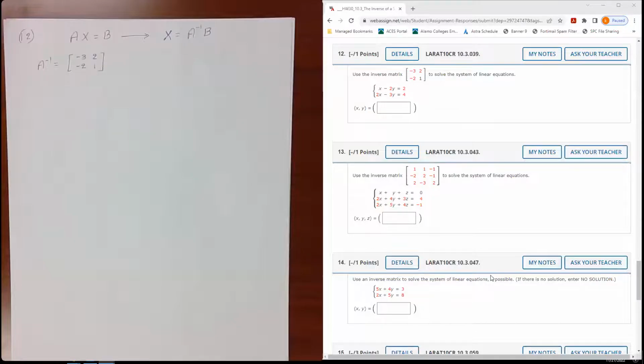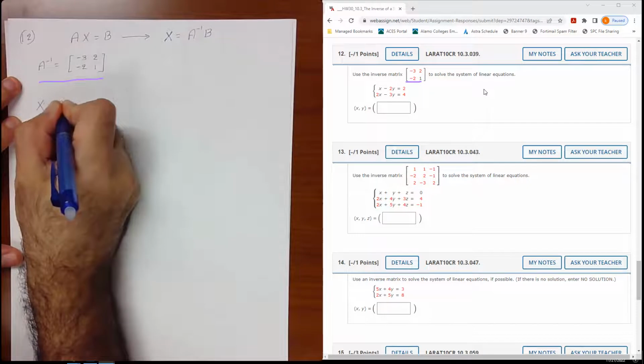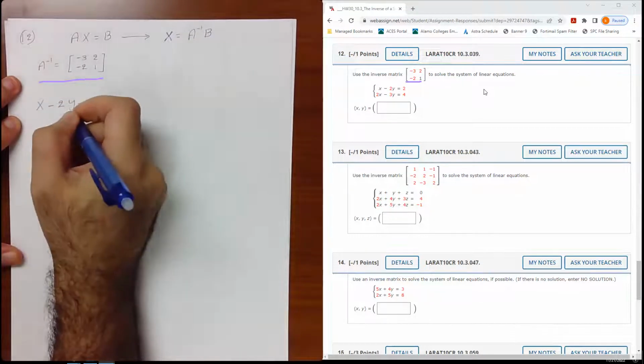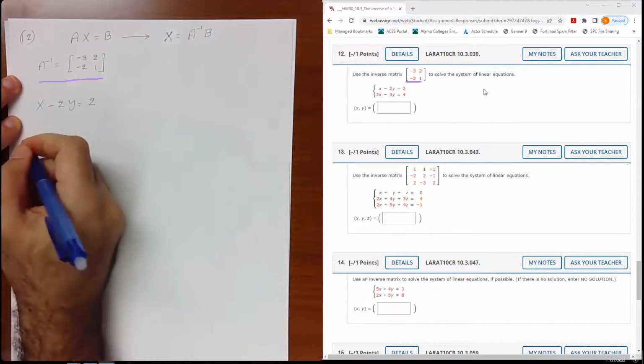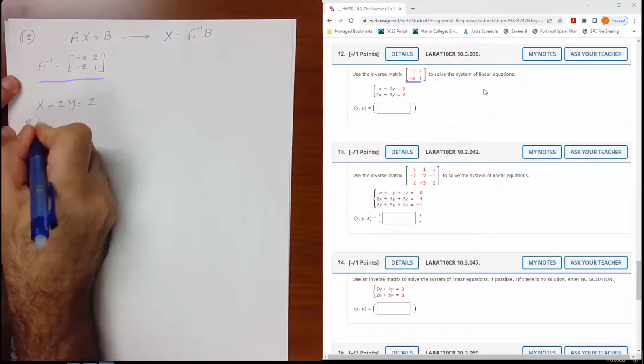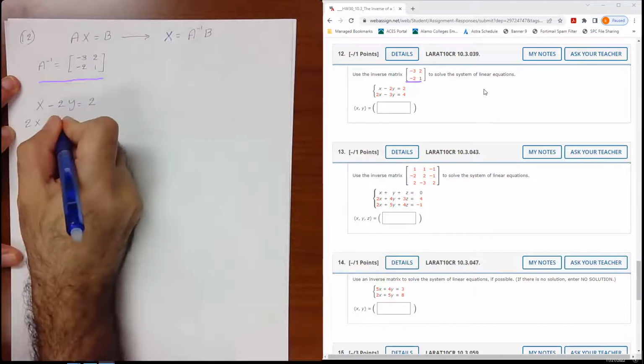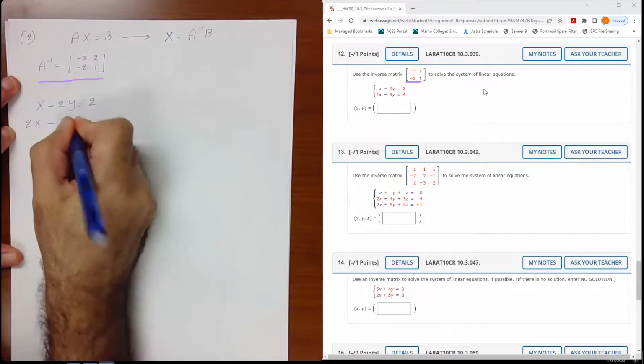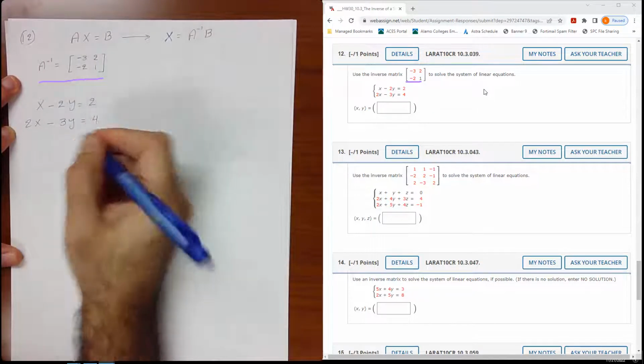They're telling you to use the inverse matrix to solve the system. That means we have the inverse. Here is the inverse matrix. We need to solve the system. So the only thing we need to locate is B. So the first thing I'm going to do, here is the system, x minus 2y equal 2 and 2x minus 3y equal 4. So first of all, I'm going to write down the system.